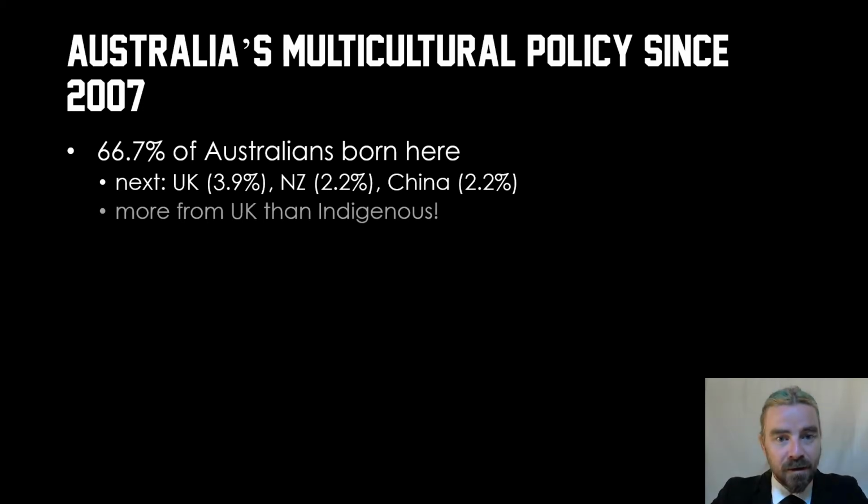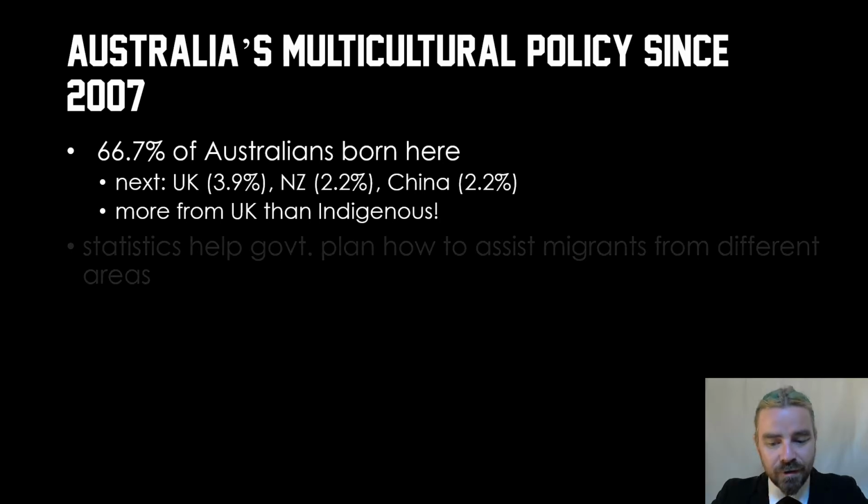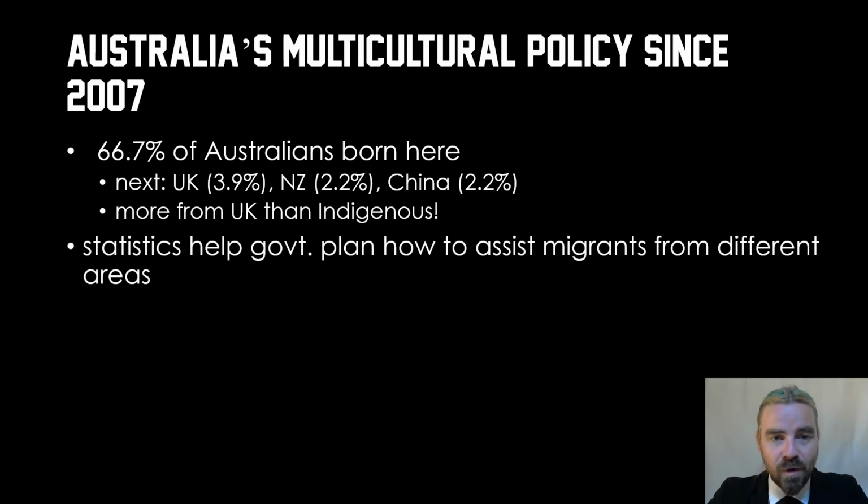Okay, but here's an interesting fact. There's more people born in the UK in Australia than Indigenous Australians. Indigenous Australians, roughly, at the latest census, were about 3.3% of the population. Shocking fact. Right. So why are these statistics gathered?